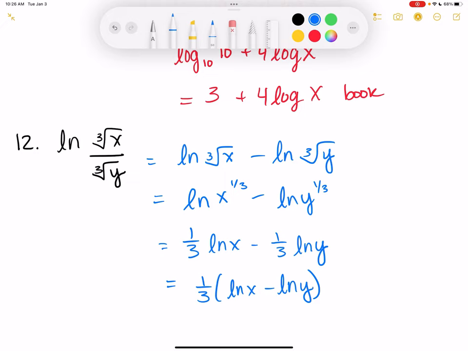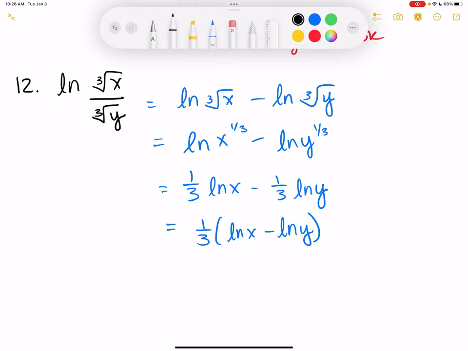All right, so now we're going to do the reverse direction. We're going to start with that and work our way backwards. So 14: log of x plus log of 5. We just combine the things by multiplication, so it would just be log of 5x.